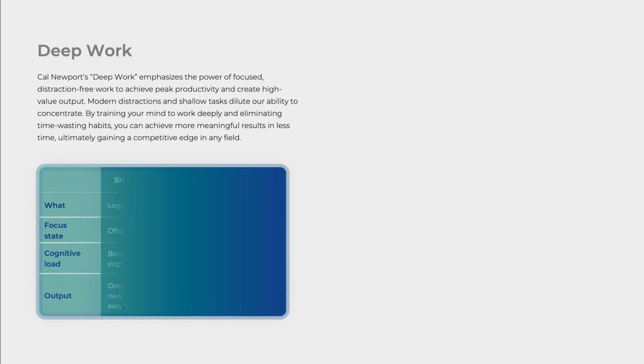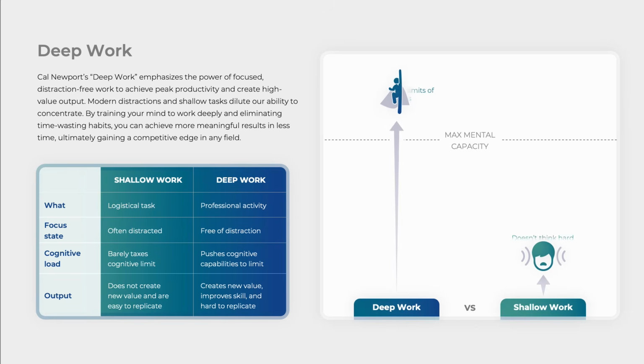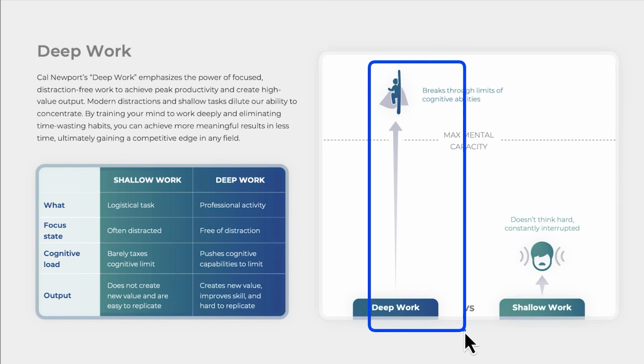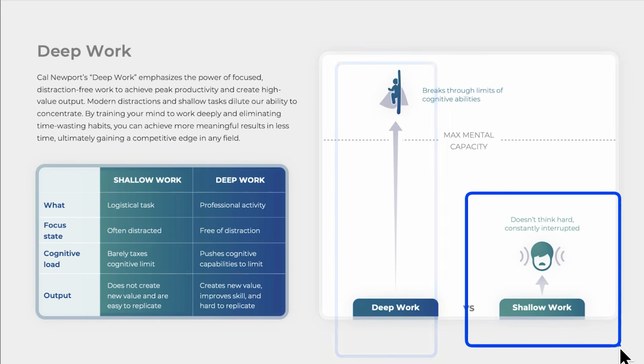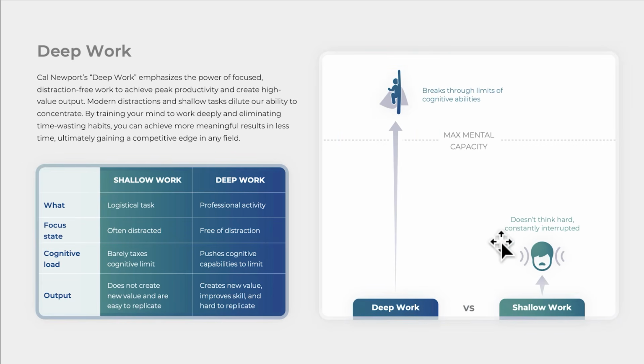So the deep work framework emphasizes the power of focused, distraction-free work to achieve peak productivity and create high-value output. Deep work is usually used for tasks that require high mental energy or cognitive load. In contrast to that, shallow work can be applied to logistical tasks that don't require a lot of mental energy and can be done in a more distracted state. Unlike deep work, shallow work does not create new value and is easy to copy.